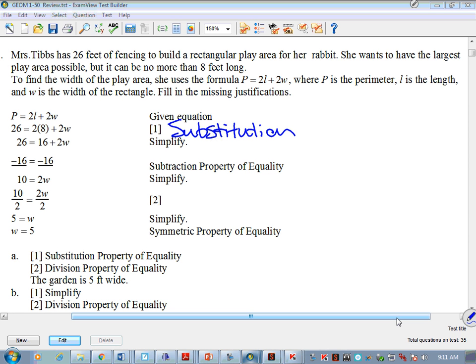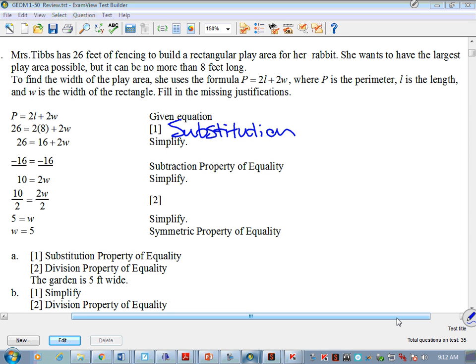If we're trying to solve for W, everything from this point on is just things that we would do to solve for W. So, isolating W. She subtracts 16 from both sides to get 2W by itself. Subtraction property of equality. Then the next thing that we see is simplification. Taking 26 minus 16 leaves us with 10 equals 2W.